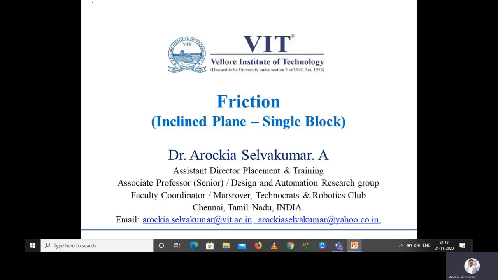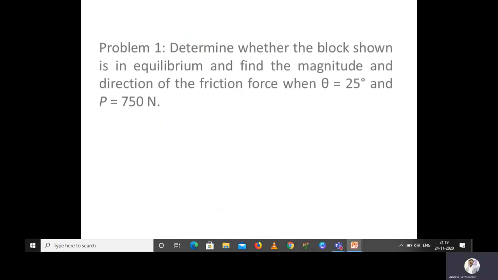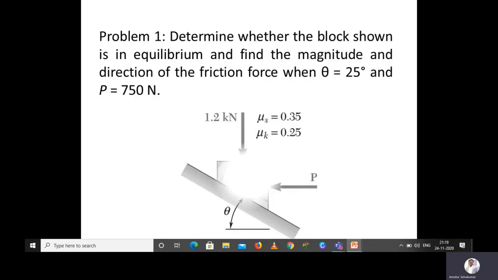So good evening, students. The condition is a block sliding on an inclined plane. Whether it is sliding or not, whether it is in equilibrium or not, we are going to determine. The given problem is: determine whether the block shown is in equilibrium and find the magnitude and direction of the friction force when theta is equal to 25 degrees and the applied force P is equal to 750 Newton.